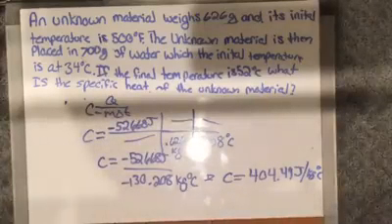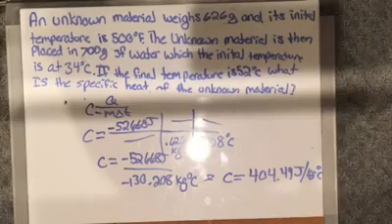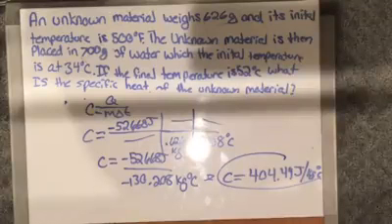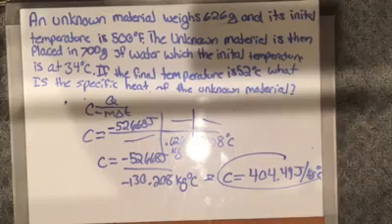Now that we know all the information and we have found what C is, we know that the specific heat of the unknown material is 404.49 joules per kilogram degrees Celsius. And this is exactly how to find the specific heat of an unknown material.